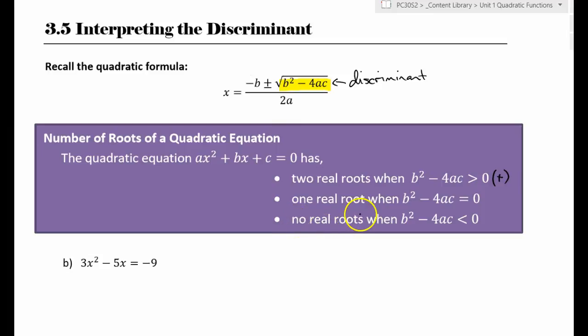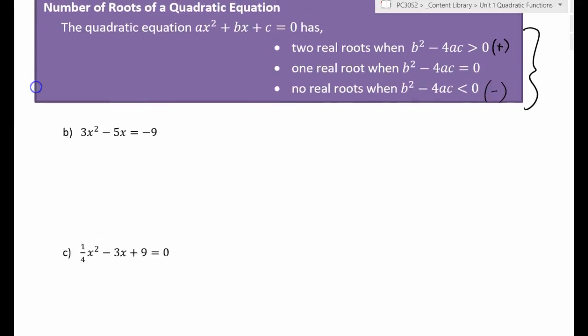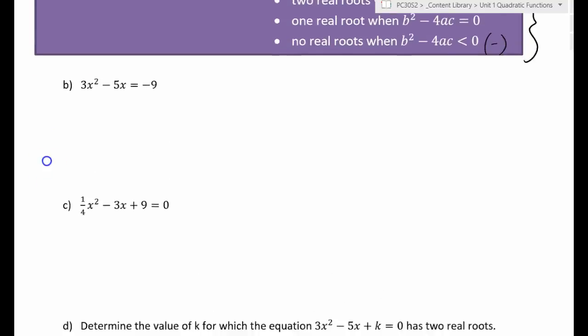Finally, we can run into scenarios where our discriminant is less than 0, or negative. In that case, and you may have noticed this in our activity, whenever our discriminant was negative, there were no real roots, because we cannot take the square root of a negative number. So we can apply these three parameters to figure out how many roots there are in each quadratic equation.